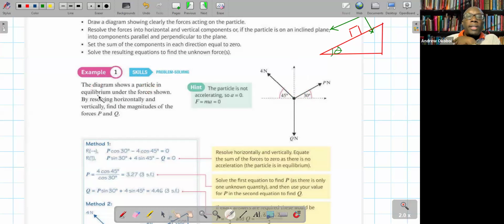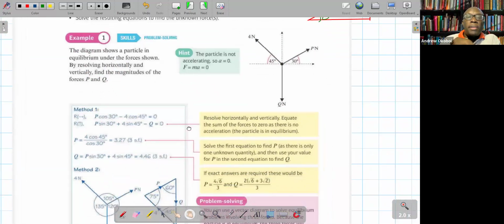So here we have a diagram of a particle under equilibrium. So the particle is here. By resolving horizontally and vertically, find the magnitudes of the forces P and Q. So there's a force P here, and a force Q here, and another force of 4 newtons. Now this particle is not moving, it's at rest, so all the forces horizontally and all the forces vertically must balance. So let's look at method 1.